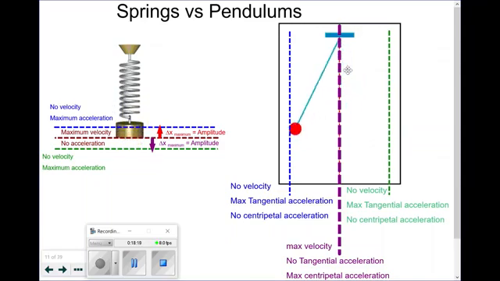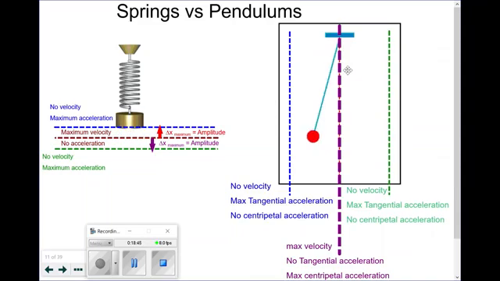However, at the middle position, while it is true there is no tangential acceleration, making me think perhaps this would be equilibrium, there is a centripetal acceleration pulling the bob towards the center of the motion, and thus there would be no equilibrium there because I have maximum centripetal acceleration in the middle of the swing.